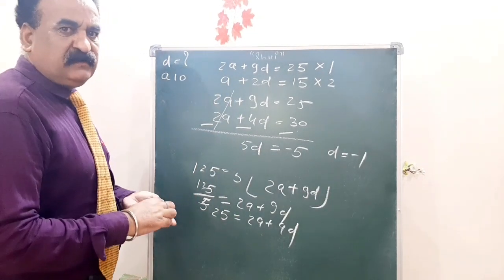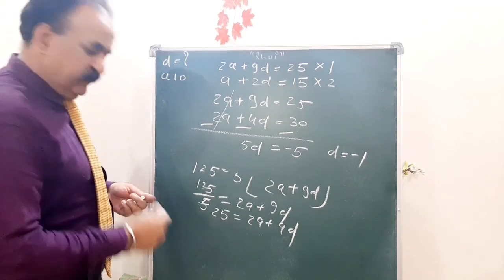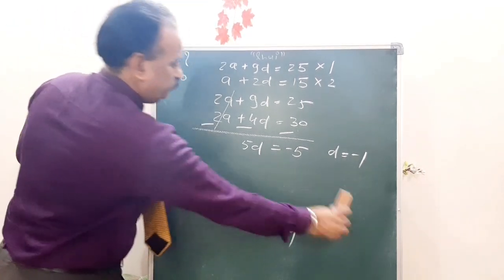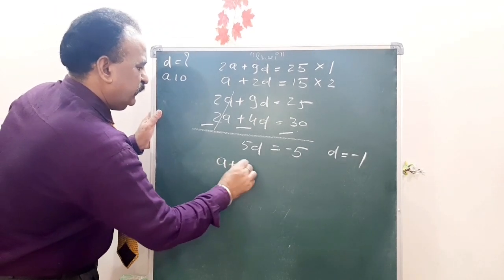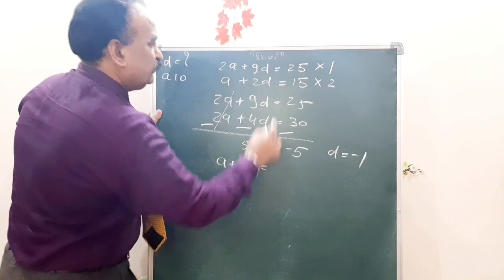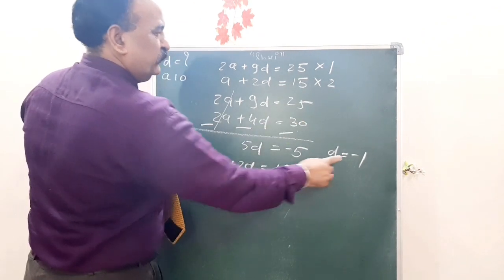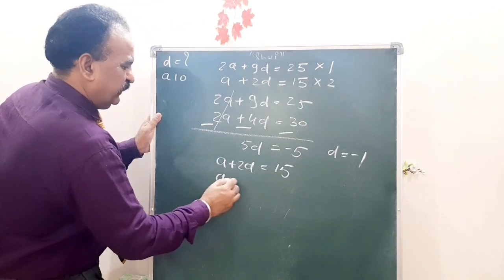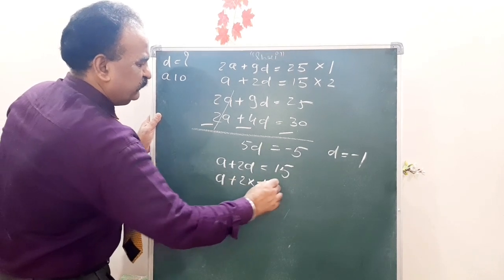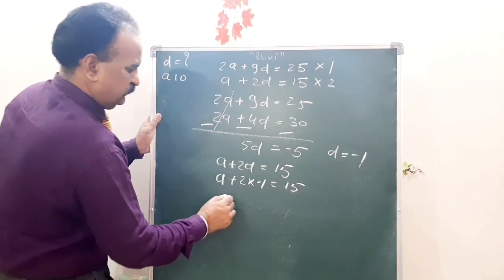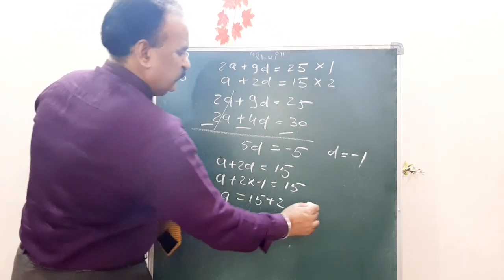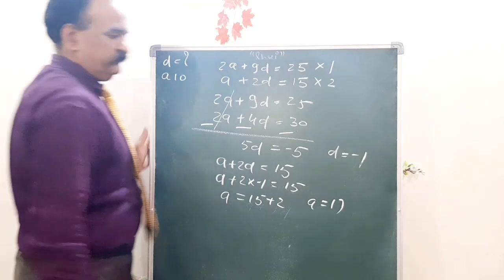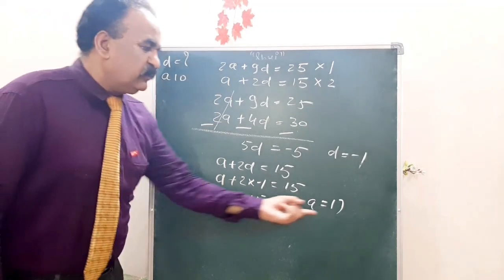D is minus 1. Now what you have to find? A. It means A plus 2D is equal to how much? 15. So D is minus 1, so A plus 2 into minus 1 is equal to 15. So A is equal to 15 plus 2. It means A is equal to 17. So you got A is equal to 17.